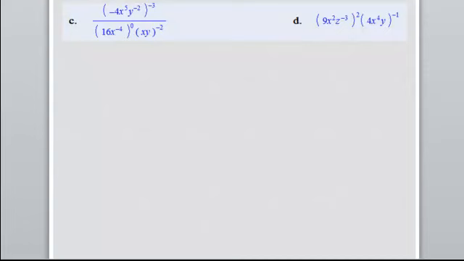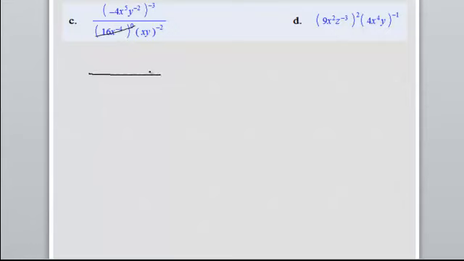Oh, how about C? Okay, all of this is raised to a negative exponent, so we need to move the whole thing to the denominator. Same thing with this one. We need to move the whole thing to the numerator. All this is raised to the 0 power, so this is just 1. We don't even need to worry about that one anymore.